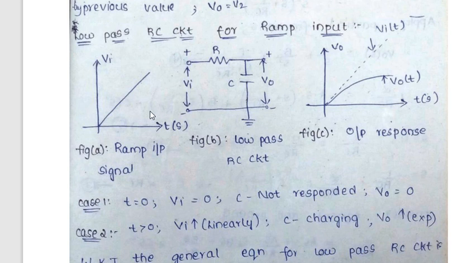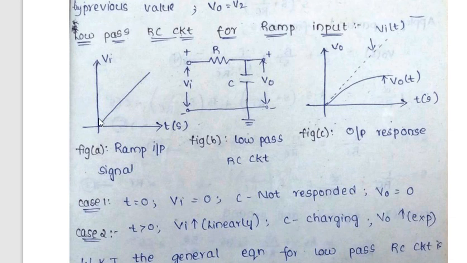From this waveform, it is clearly observed that at t equal to 0 the input signal is equal to 0, and for t greater than 0 the ramp signal increases linearly, and its value is 0 for t less than 0. Now the operation of the circuit is divided into two cases.